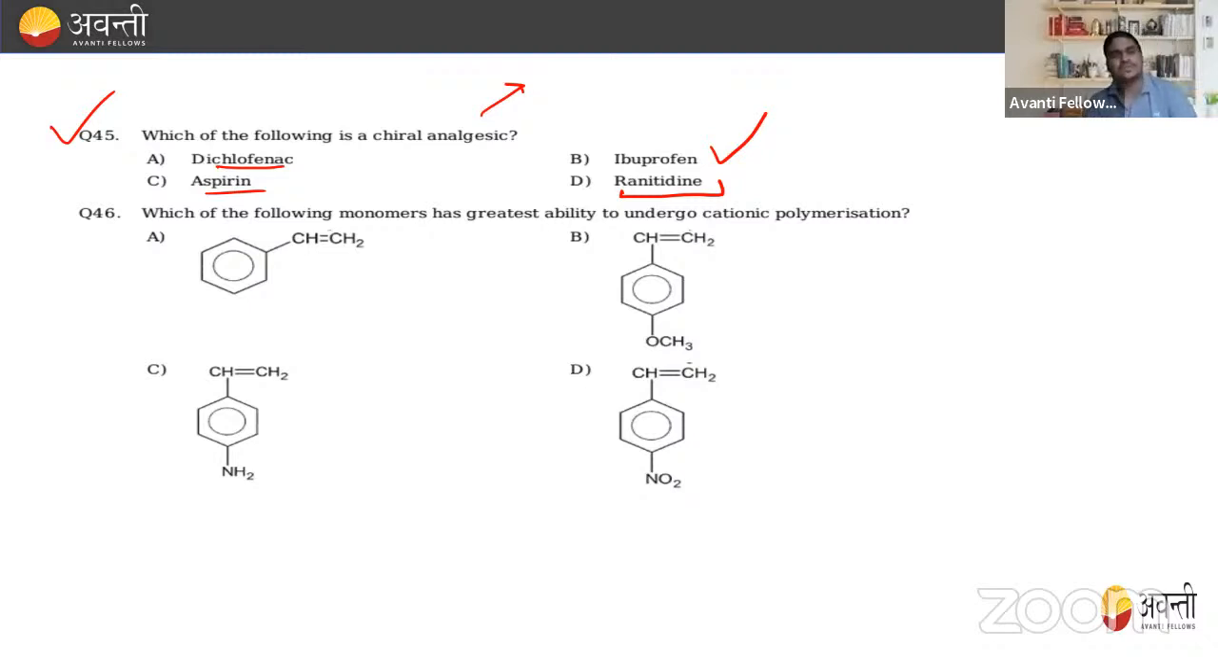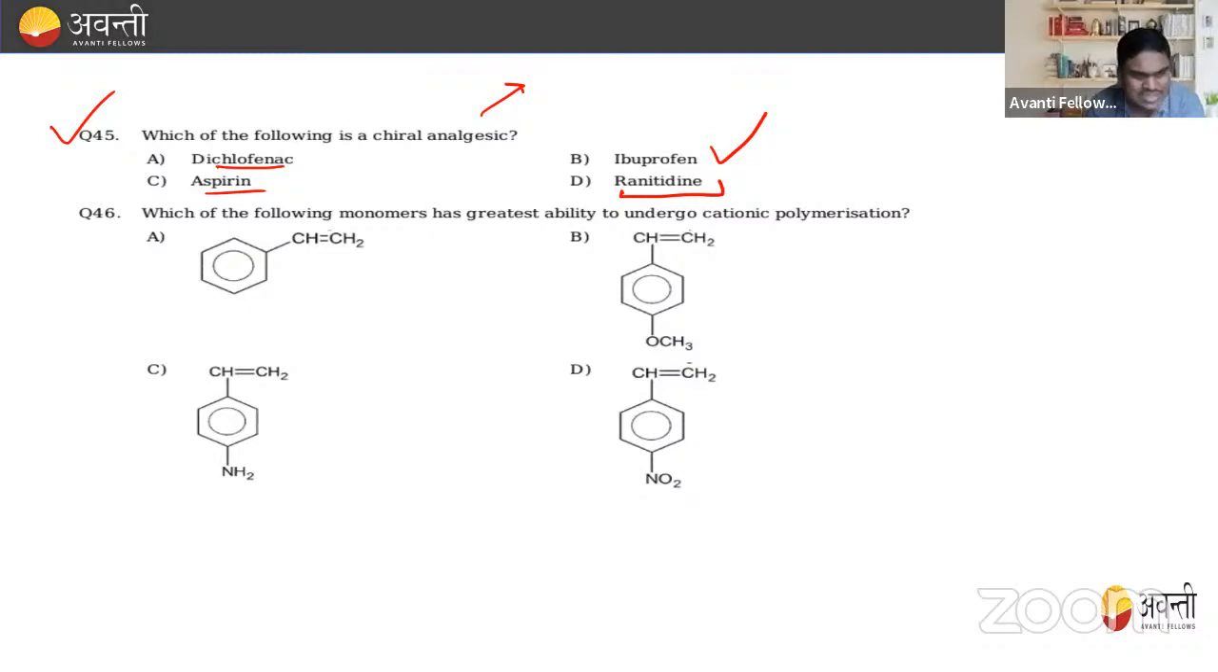Now question number 46. According to question number 46, which of the following monomers has the greatest ability to undergo cationic polymerization? And for this, the correct option is like this. So you have to identify out of these which one has greater cationic polymerization.